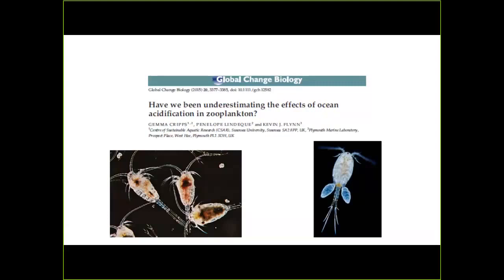Yeah. So it turns out there's all kinds of effects. The ocean acidification conditions reduce the fecundity, the number of eggs produced by the copepods. They reduce the survival of the developmental stages. They reduce the growth rates of the animals. There are just lots of effects.